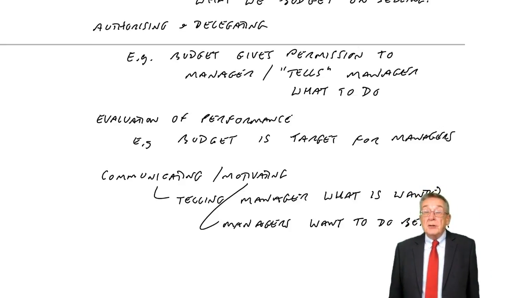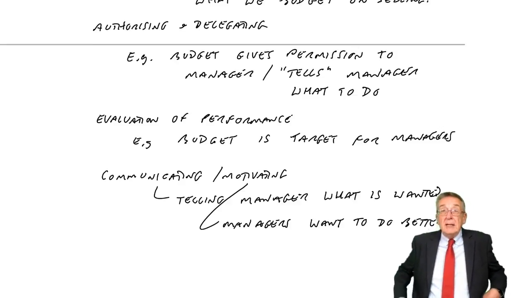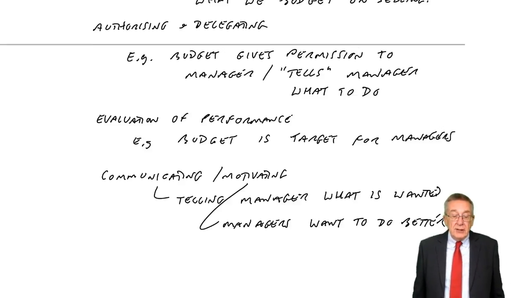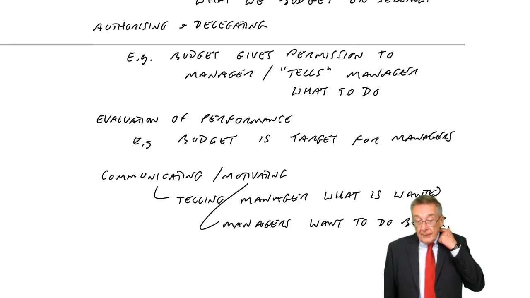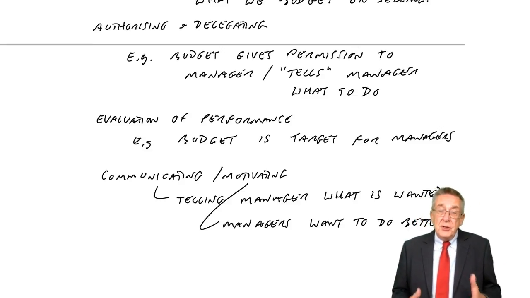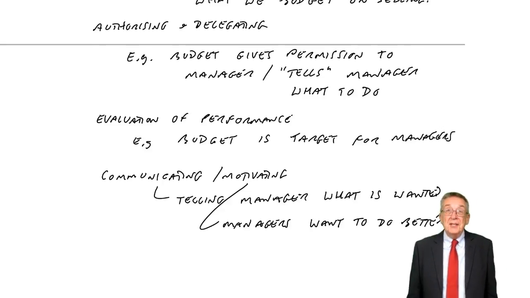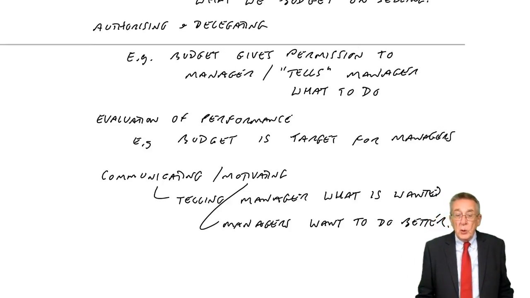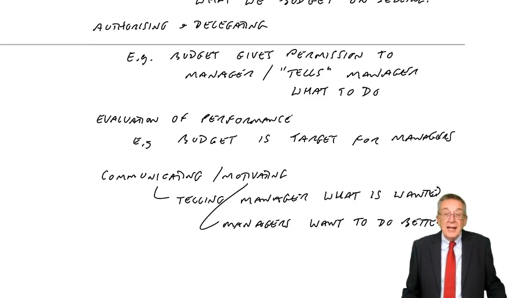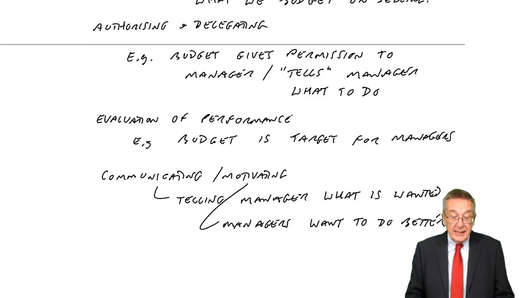I said before, if we're going to give them a bonus for doing better than budget, hopefully it'll motivate them, it'll encourage them to try and do better, which of course is better for the company. And so those are all the potential benefits of doing budgets. It isn't simply, as I said at the beginning, trying to forecast next year's profit. There's a lot more to it. Planning each separate bit, having a way of controlling as the year goes on, coordinating, authorising, evaluating performance, and communicating and motivating.